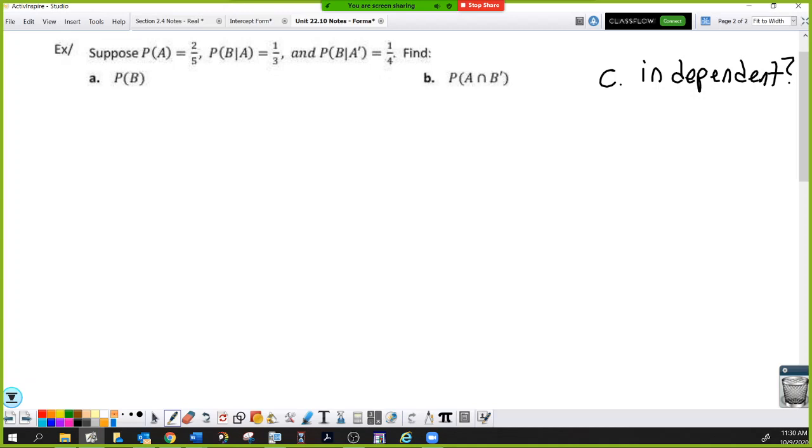If they were the same, then yeah, that would be independent, because what that tells you is that it didn't matter whether A happened or not. If this number had equaled this number, then B didn't care if A happened or not. Then they would have been independent. But since they are not, you can answer C right off the bat and go, oh, no, they're not independent. However, I'm going to show you how to do it another way.